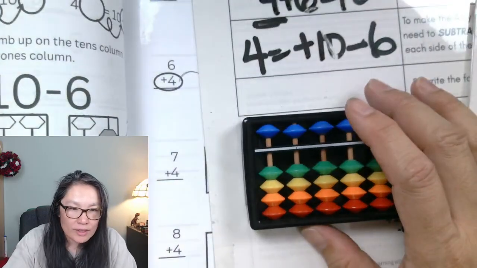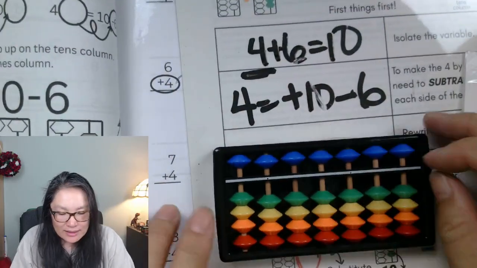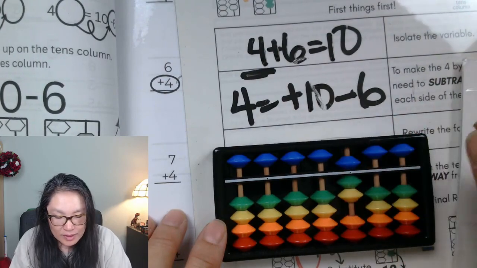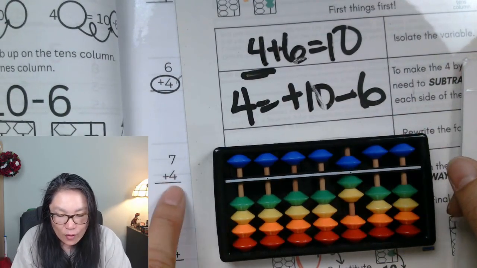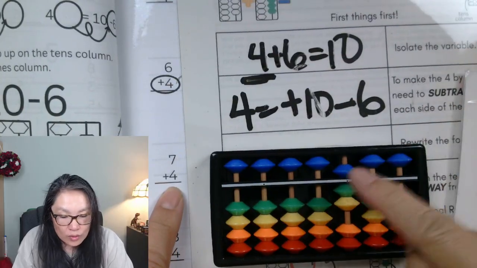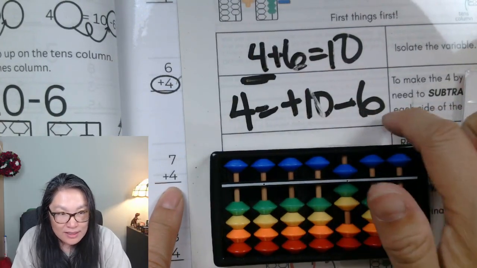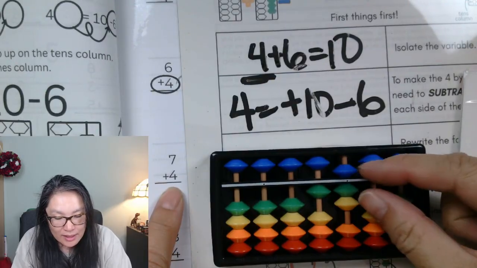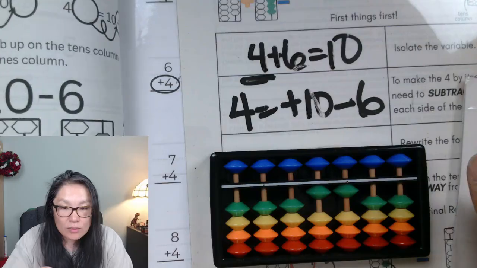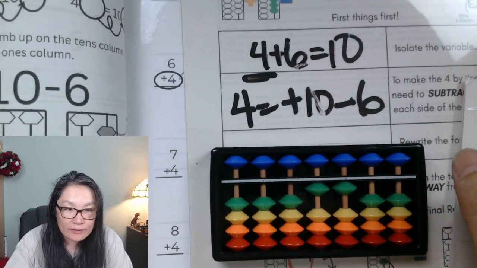Oh, I don't know if that makes sense. Okay, there we go. 7. So we add 7 to the abacus. We want to add the 4. Can we add the 4? No, we need to plus the 10 minus the 6. So I plus the 10 and I take away the 6. And so my final answer is 11.